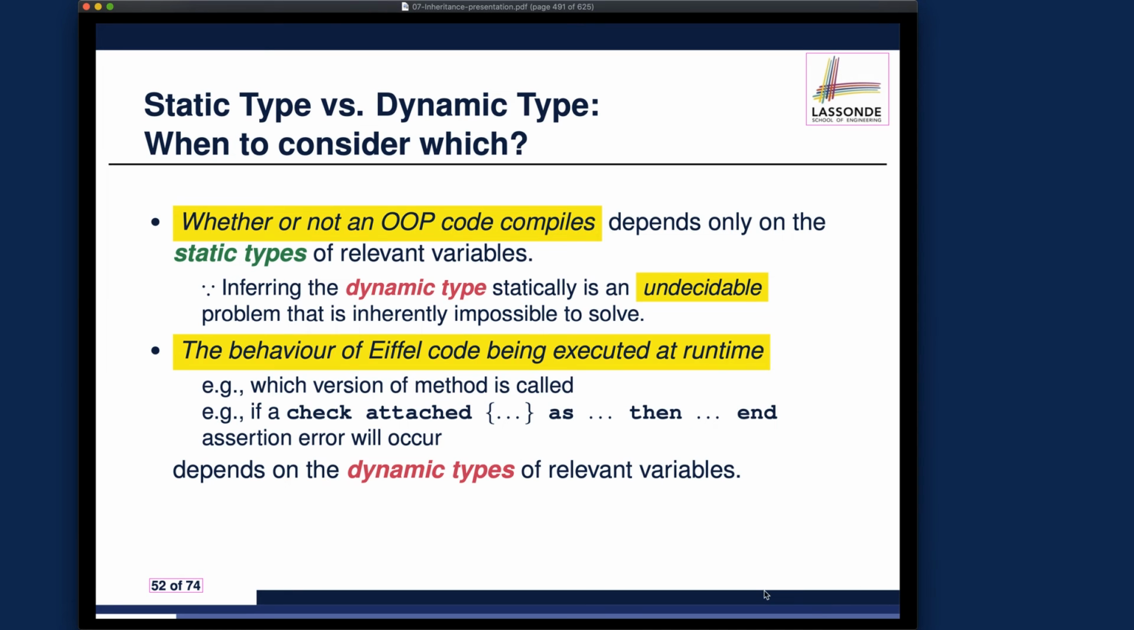Now, the behavior of OOP code being executed at runtime. For example, which version of the method or routine is going to be called depends on the dynamic type, according to dynamic binding. Or when you try to do a cast, whether an assertion error is going to occur depends on the dynamic type, as we said before. So these are the two principles for you to remember. You want to know which one you're trying to judge. If you're only judging compilation, only be concerned about static types. If you have to judge the runtime behavior, then you may have to consider both, especially the dynamic types.